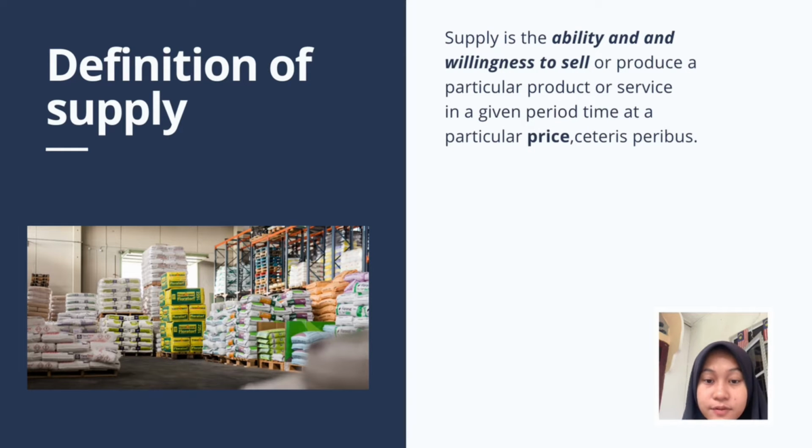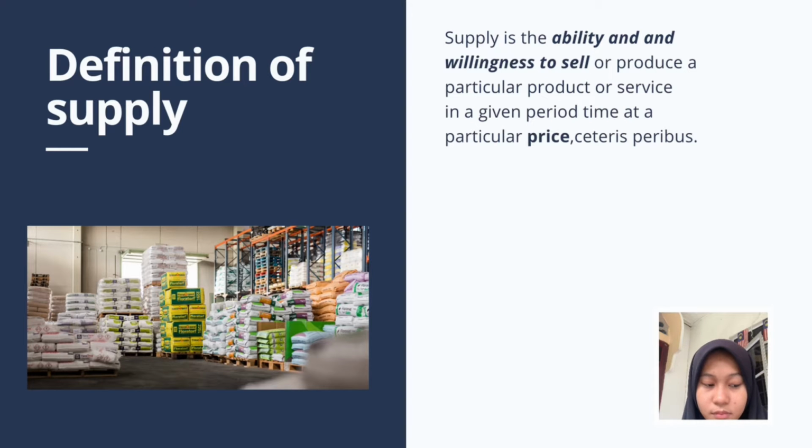So what is the definition of supply? Supply is defined as the ability and willingness to sell or produce a particular product or service in a given period of time at a particular price, ceteris paribus. Ceteris paribus means holding other factors constant while some other factors change.